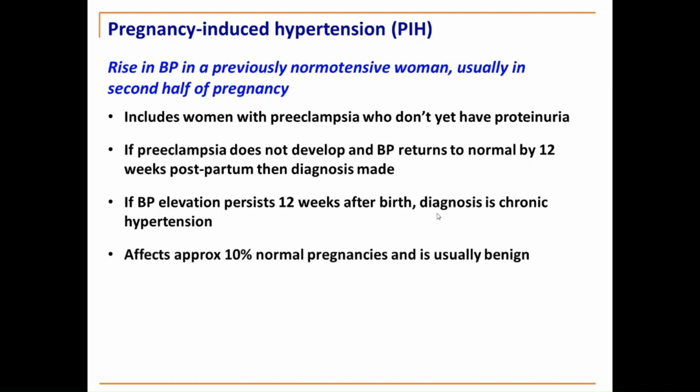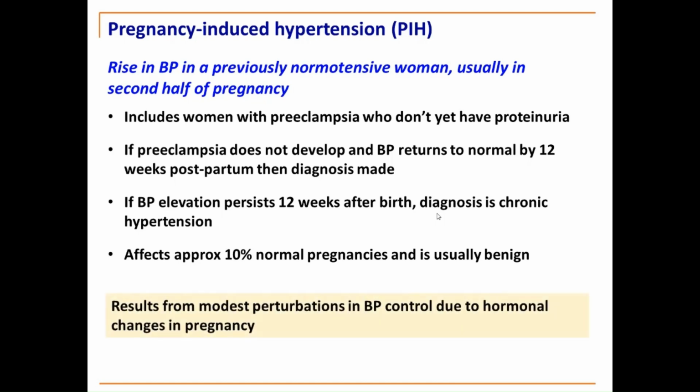And this affects about 10% of normal pregnancies and is usually benign. And it tends to result from modest perturbations or changes or defects in blood pressure control due to the hormonal changes that are observed in pregnancy. And we've talked about what some of those changes actually are. There's the increase in blood volume via the renin-angiotensin-aldosterone system. There's the reduction in total peripheral resistance, all being mediated, for example, by progesterone and by estrogen, etc.